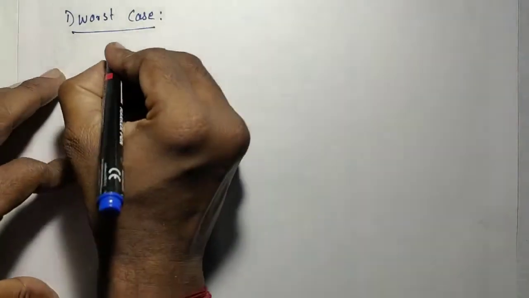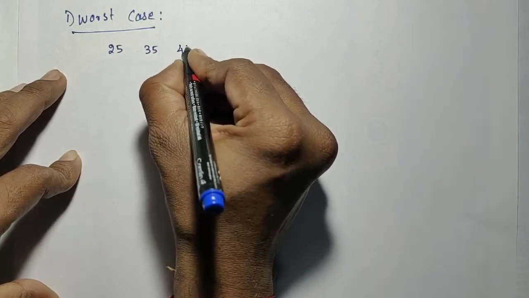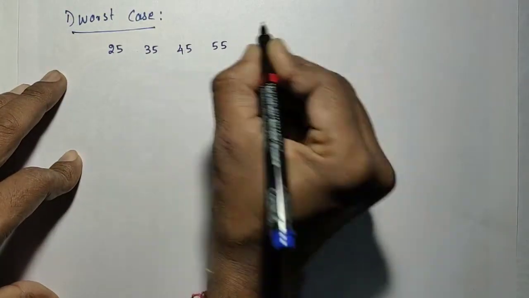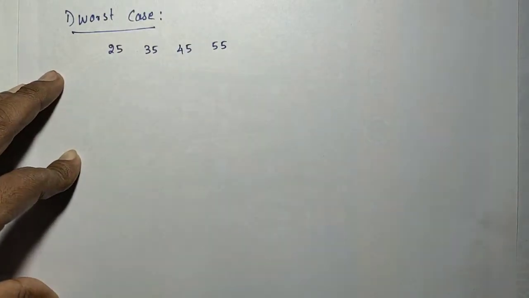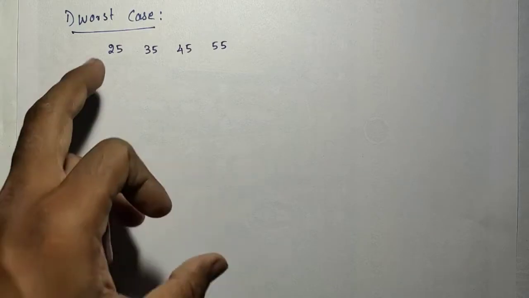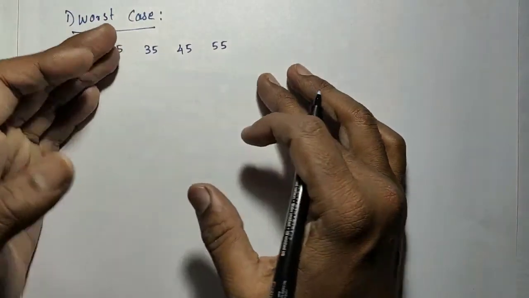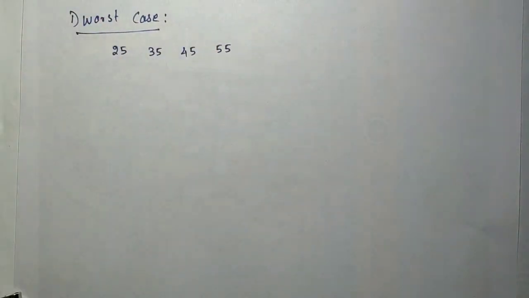For example, if you are assuming this input: 25, 35, 45 and 55. Okay, 25, 35, 45 and 55. Can you say this is the best case input for that quicksort? Because that elements is already what? The sorted order 25, 35 and 45, 55. Can you say this is the worst case? So already in that sorted order, so that what we will get only the less time complexity.